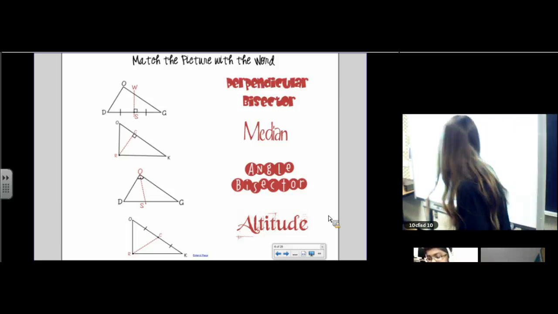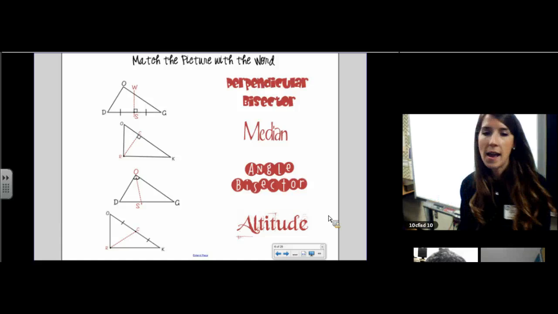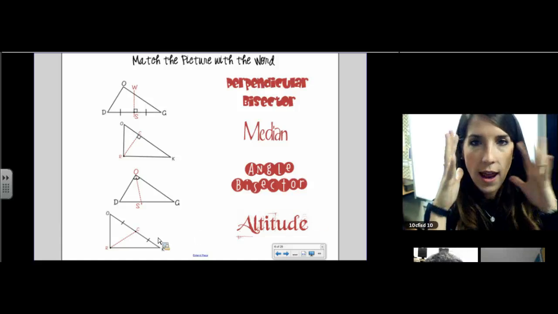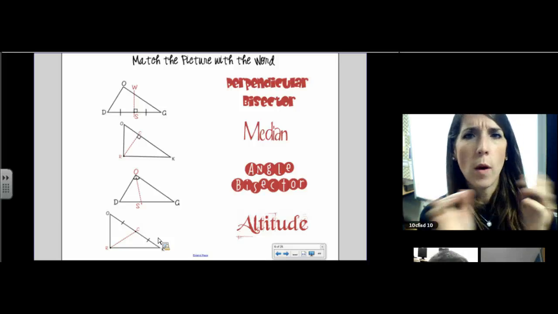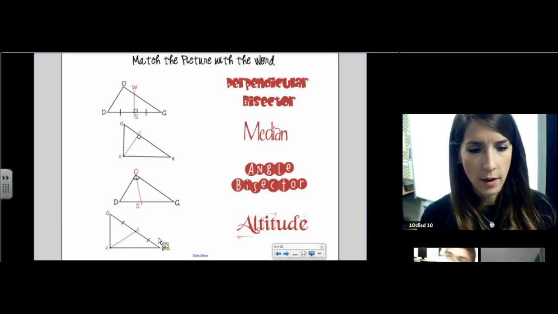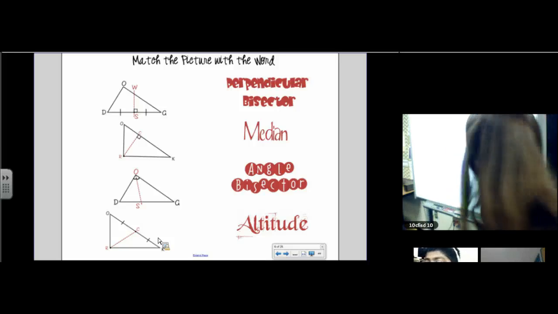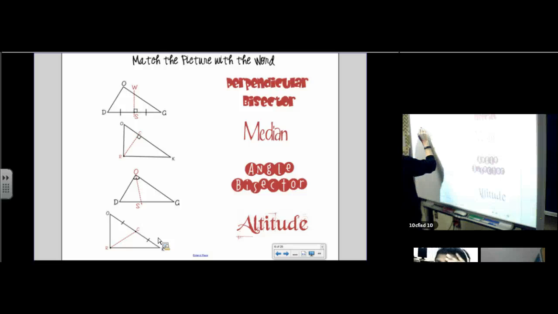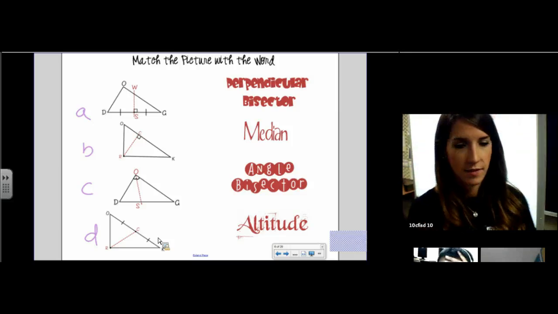So I gave you 4 pictures of the 4 special segments, and I want to see if you can, in your brain, try to match the picture with the word, just using what pieces of prior knowledge you can puzzle together. Don't say anything yet in the chat. I'll letter them so that I can call on you. I'll letter them so we can talk about it.